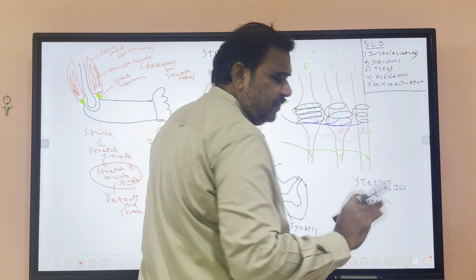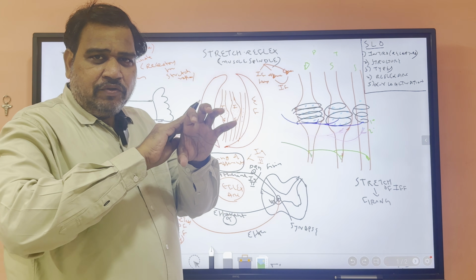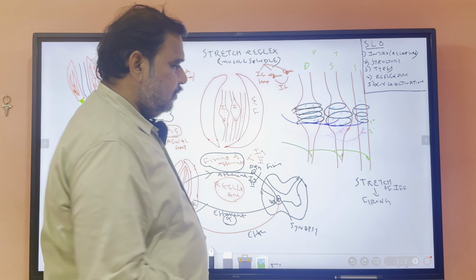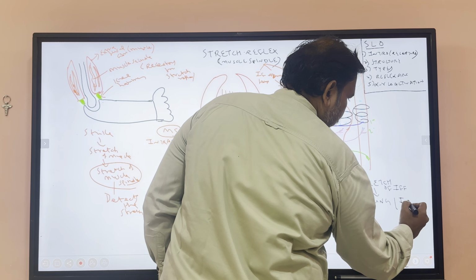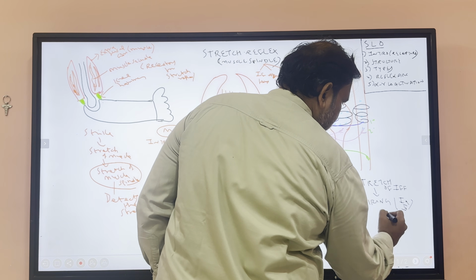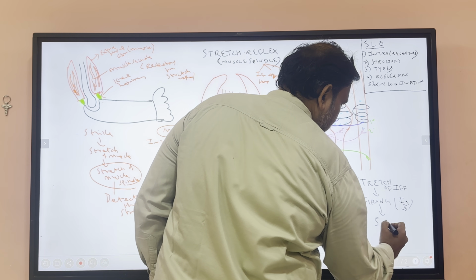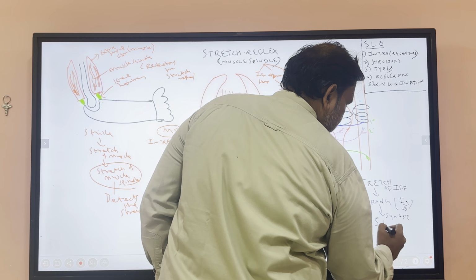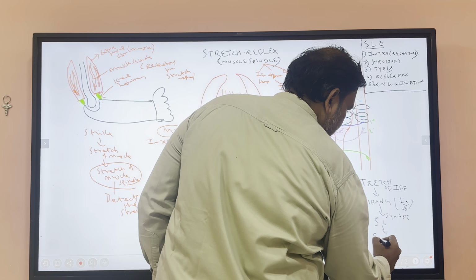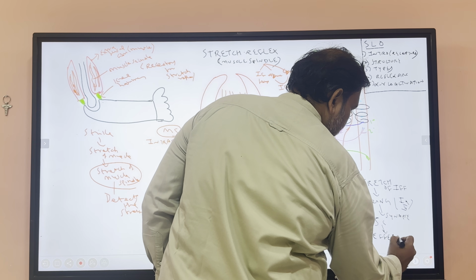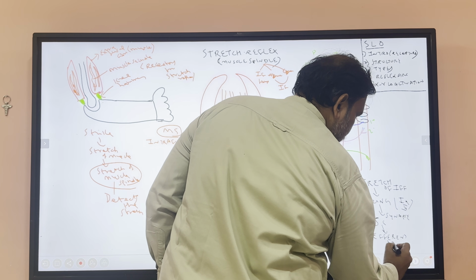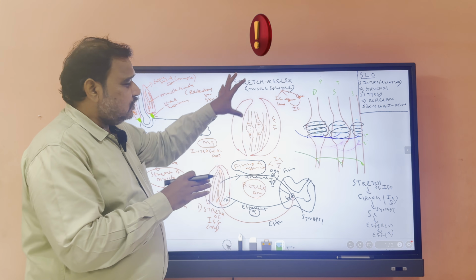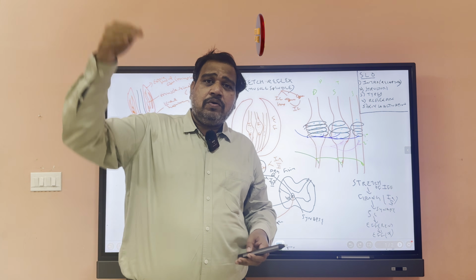That's why it is called stretch reflex. Whenever the intrafusal fibers are stretched, the afferents start discharging from the intrafusal fiber in the form of 1A, 2, and this reaches the spinal cord, synapse occurs, then from the spinal cord the efferent goes to the extrafusal fiber, which is the muscle, alpha. In stretch reflex, usually the center is the spinal cord, but controlled by higher centers.